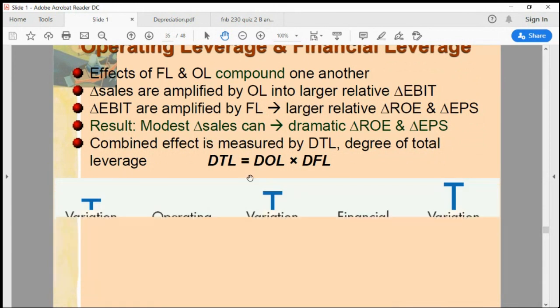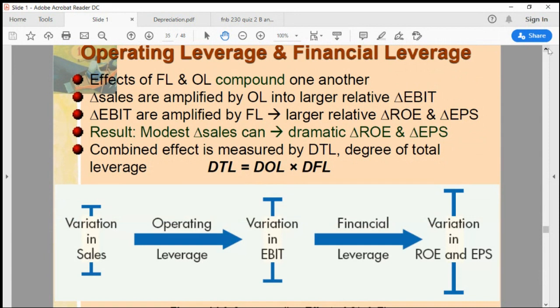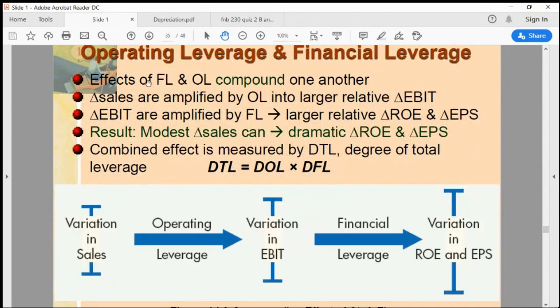total degree of, because we have operating leverage and financial leverage, right? The compounded effect is called degree of total leverage. There will be a compound effect of operating leverage, and so degree of total leverage is DOL times DFL. That's the effects of financial leverage and operating leverage compounded with each other, right?